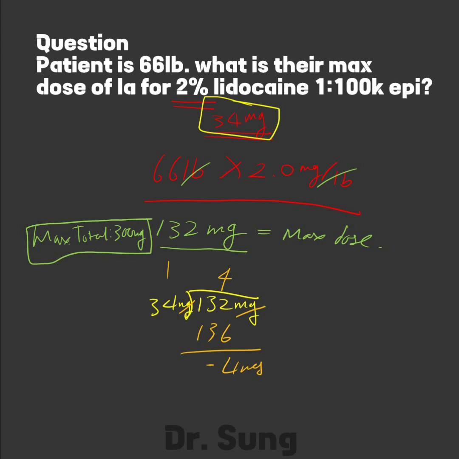If you subtract them, if you give 4, your dose is more than 132. So we don't want to give anything. We don't want to risk anything. Okay? So we should not give 4 carpules, but let's give less than 132, which is 3. Let's calculate with 3.